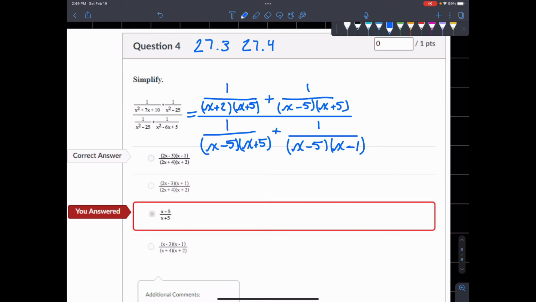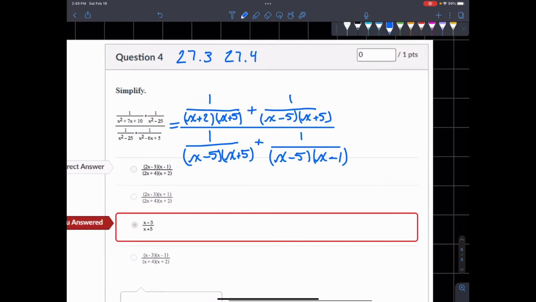So then, what we can do is look at the common denominators on the numerator and the denominator of the big overall function. So let's look at the numerator first. Both of these fractions share that x plus 5. So we want to put an x minus 5 over here.